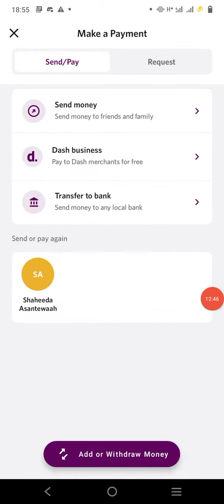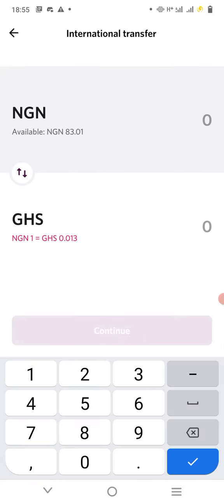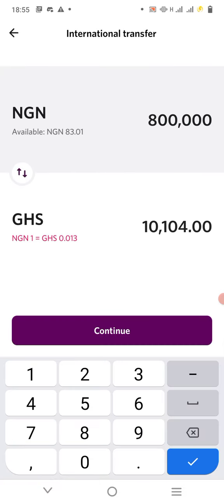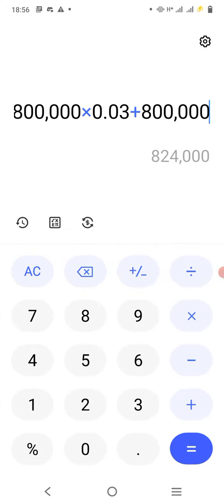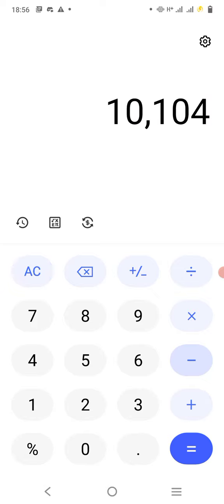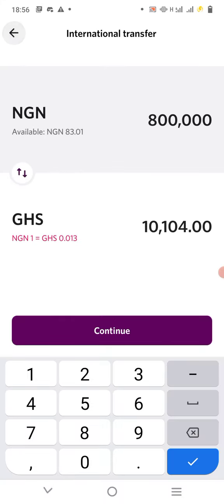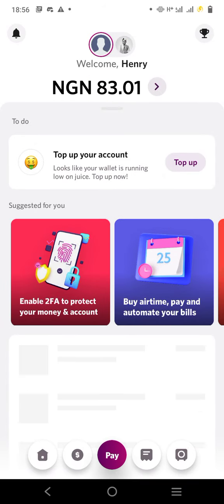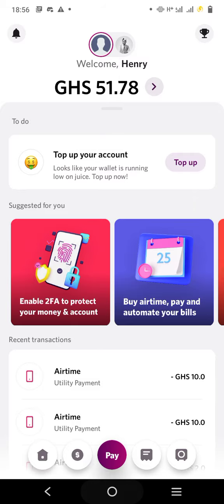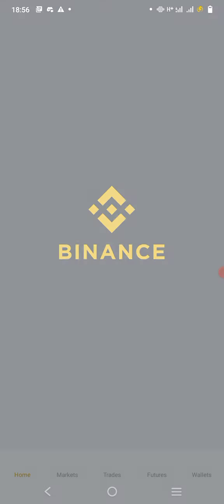Once you click on pay, you click on send money and type in the phone number. So you see how much you get. Let's use our calculator, 10,104 CDs. Now this is for 800,000. I'm going to show you how to do your exchange. Let's imagine we've sent out 10,104. If we've actually sent that, we'll go over to Binance and look for someone who can buy.